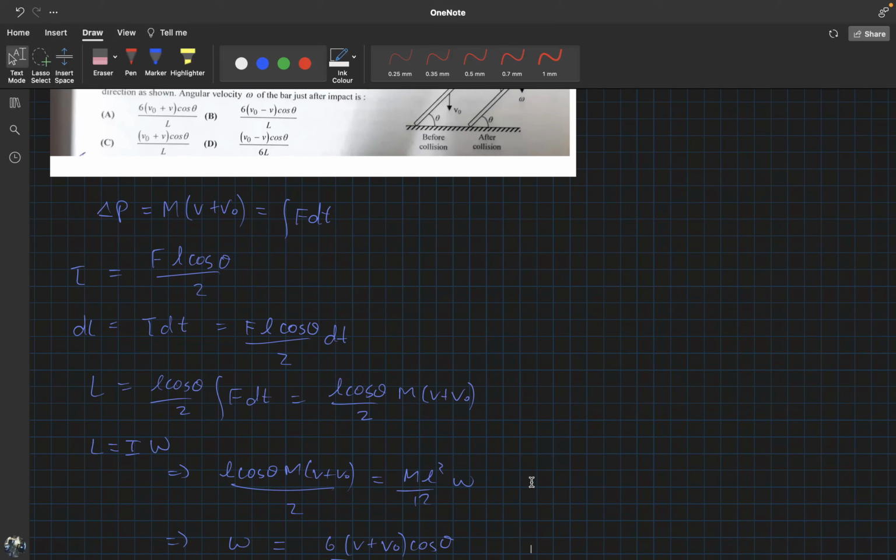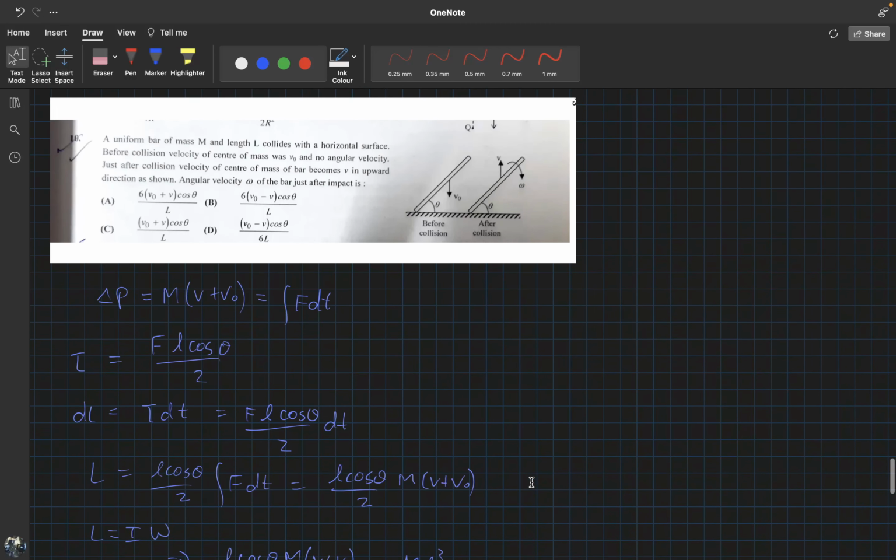Could you please tell me what direction of velocity you have taken here after the hit? They've given it upwards V. Yeah, that is okay. The point of hit. So how will the point of hit move? The point where it hits the table.